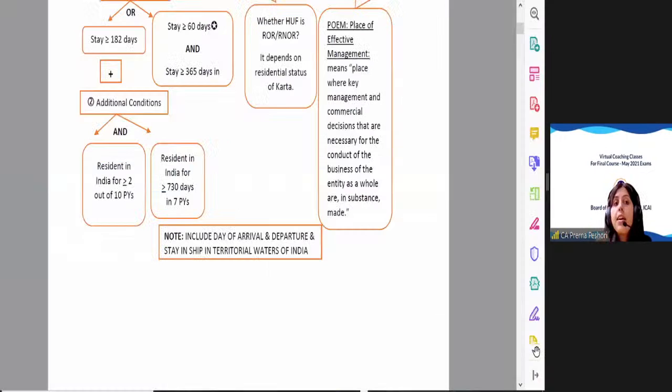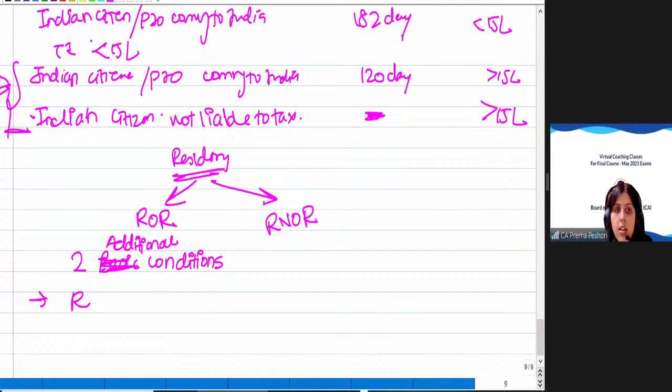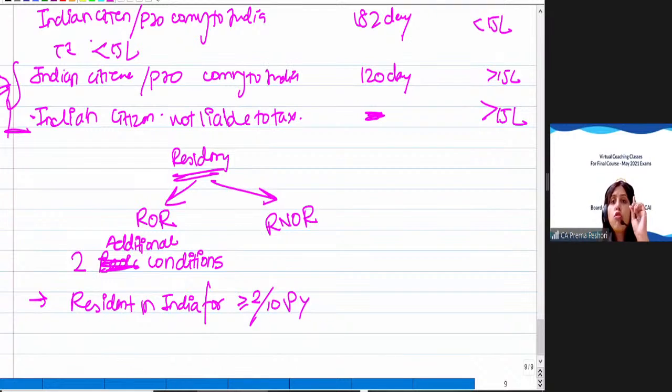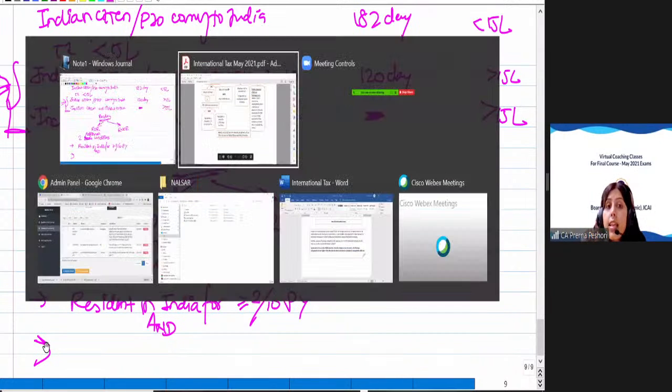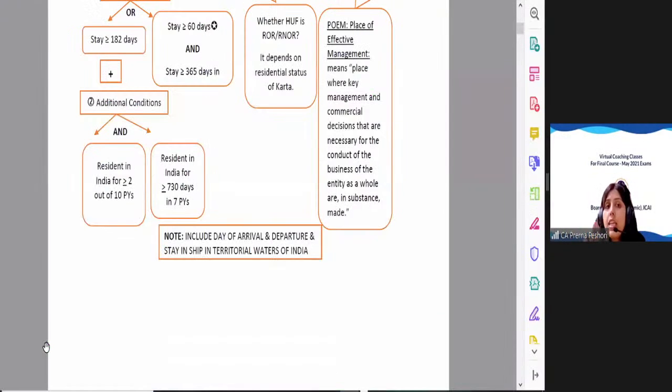One is resident in India for greater than or equal to 2 out of 10 previous years. So you should have been resident in India for at least 2 out of 10 previous years, and this is an and condition. Second condition is what? Greater than or equal to 730 days in 7 previous years.